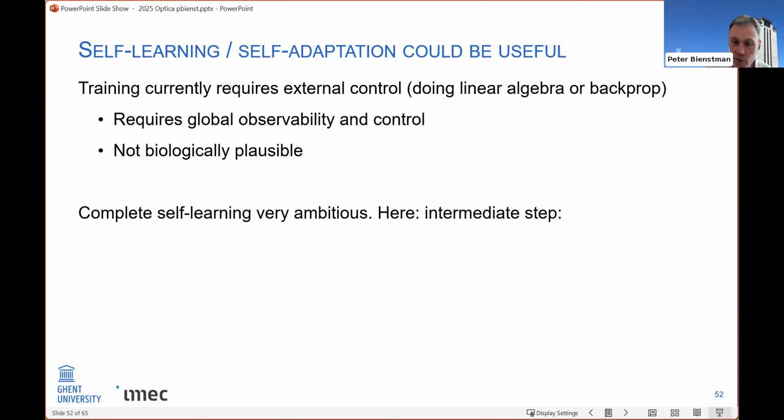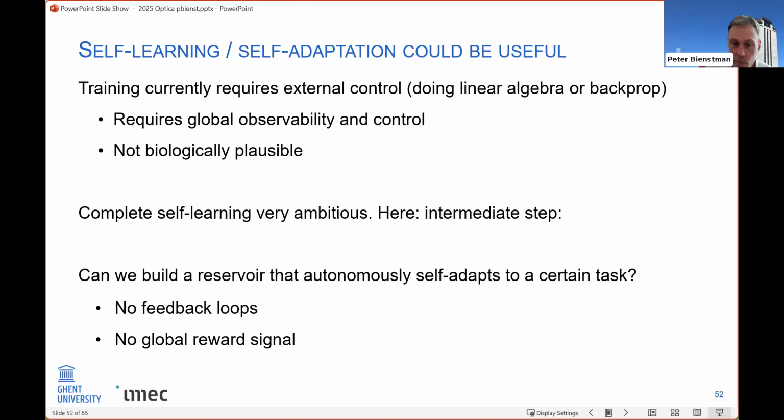So here we have some sort of intermediate step. We still stay within the reservoir computing paradigm, where we train linear regression after the reservoir. But the question is, can we, rather than have a fixed reservoir, have a plastic reservoir that autonomously self-adapts itself to a certain task without any feedback loops, without any global reward signal?